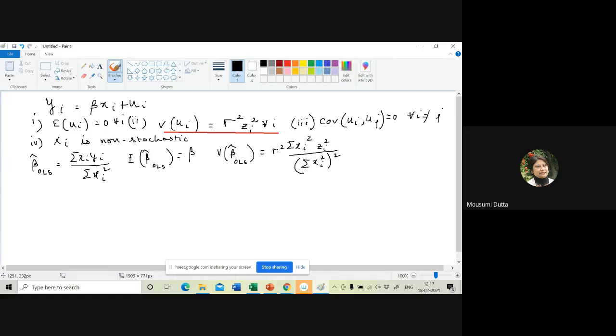Next, let's consider a transformation. I'm considering the square root of the multiplicative factor. The multiplicative factor is zi square. I'm taking square root of that, so it is becoming zi, and deflating the entire model by this.